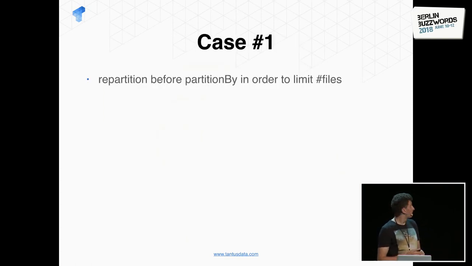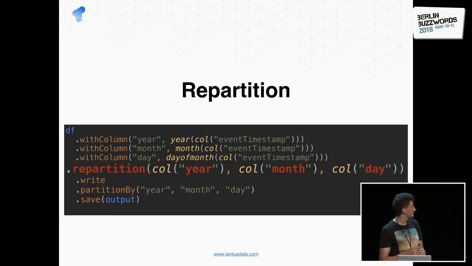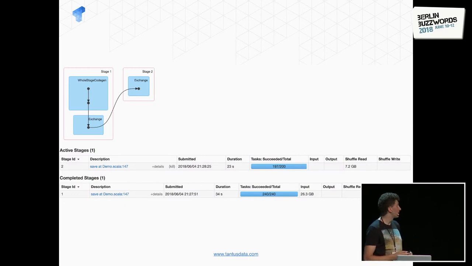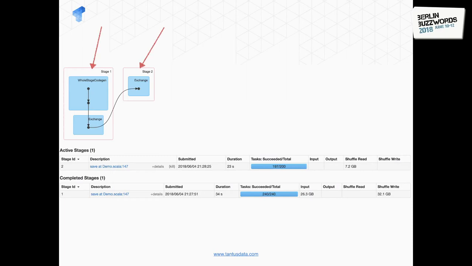So the way to fix that is actually quite simple. There is a method called repartition, and that can reorganize our data based on what we want to, but without touching HDFS. So we call repartition. We specify the exact same columns we used for partitionBy. And then when we look at Spark UI, it will be slightly more complex. We'll have two stages now.